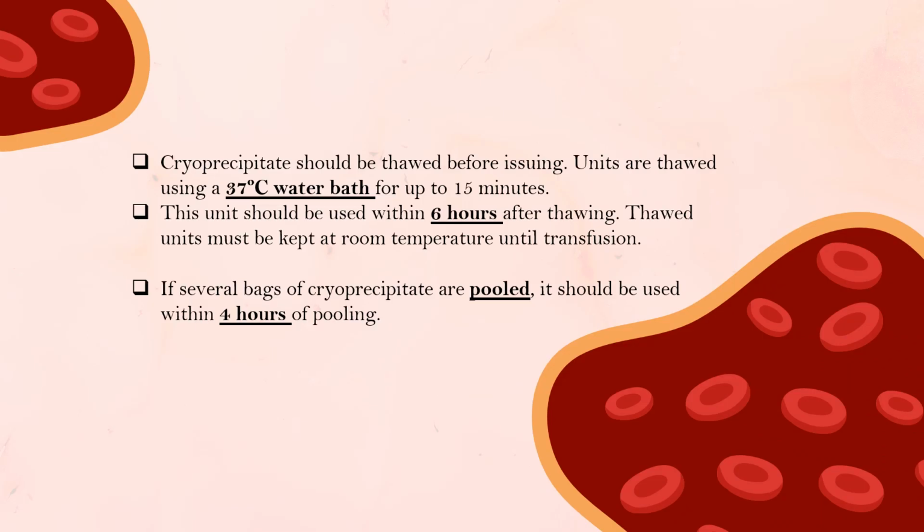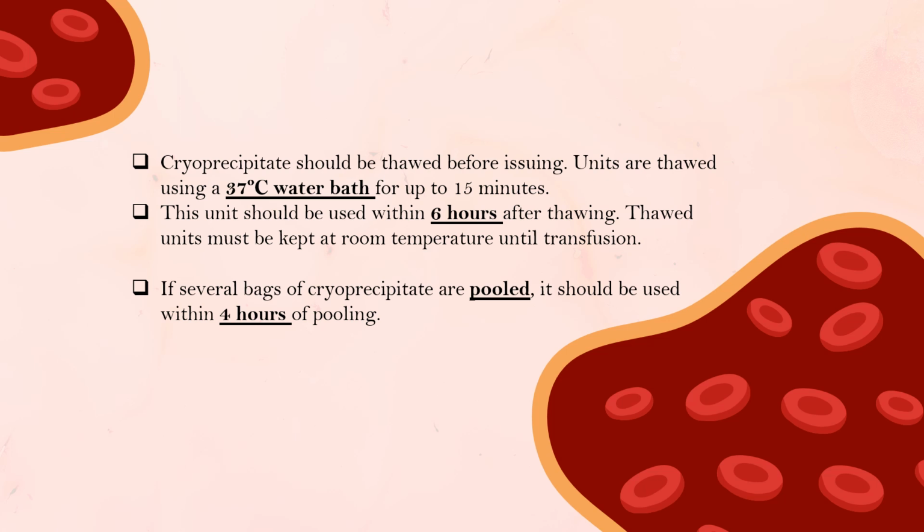So prior to transfusion, your cryoprecipitate should be thawed using a 37 degrees Celsius water bath for up to 15 minutes. When a unit is thawed, the unit must be transfused within 6 hours after thawing. So take note, class, this unit should be used within 6 hours after thawing. But when pooled units are required, they must be transfused within 4 hours.